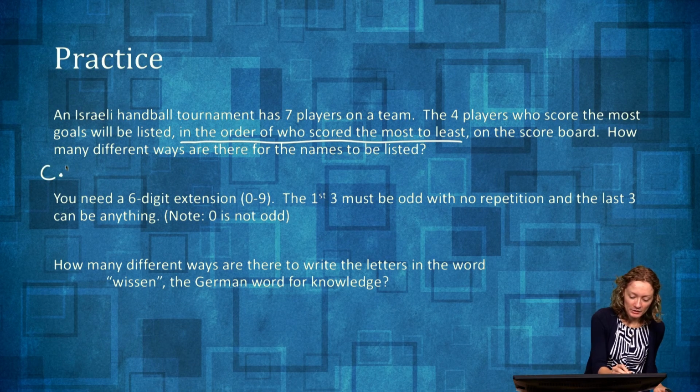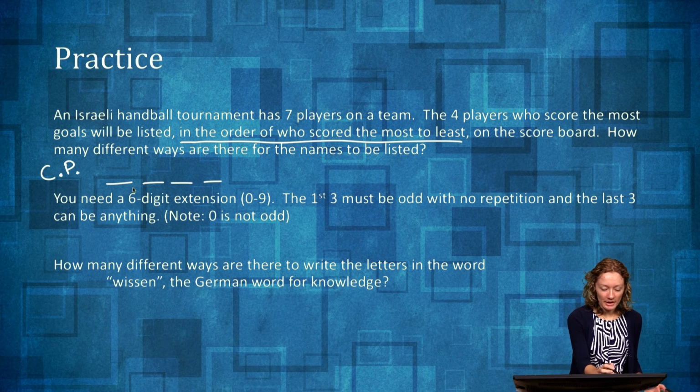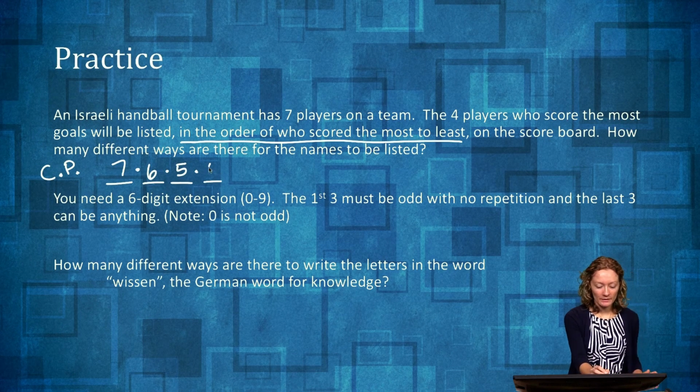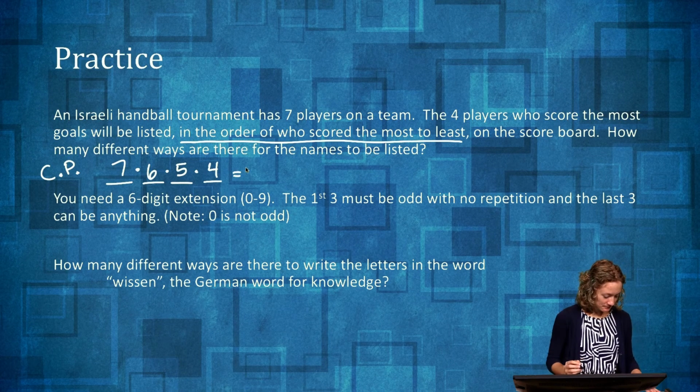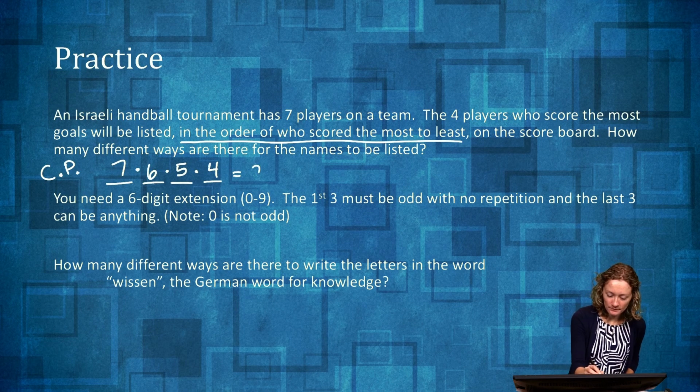If you use the counting principle, you would say we're placing 4 people. There are 7 players on the team, so 7 different people could be there first. 6 could be second. 5 could be in the 3rd spot, and then there'd be 4 choices for the last spot, which would give you 840.